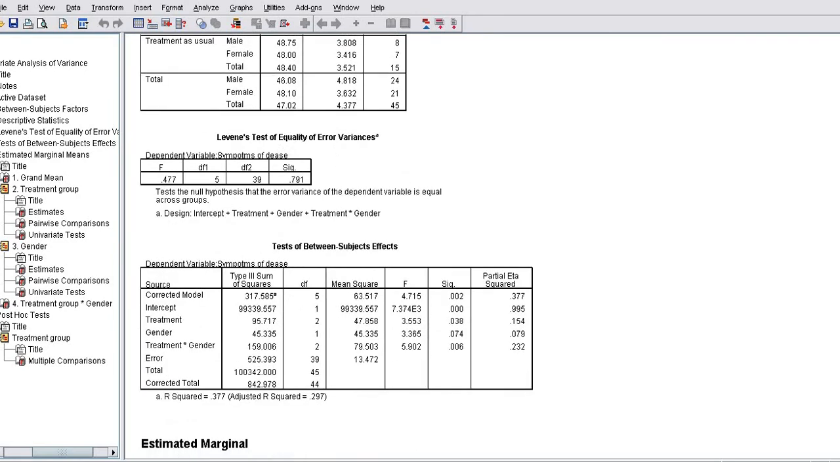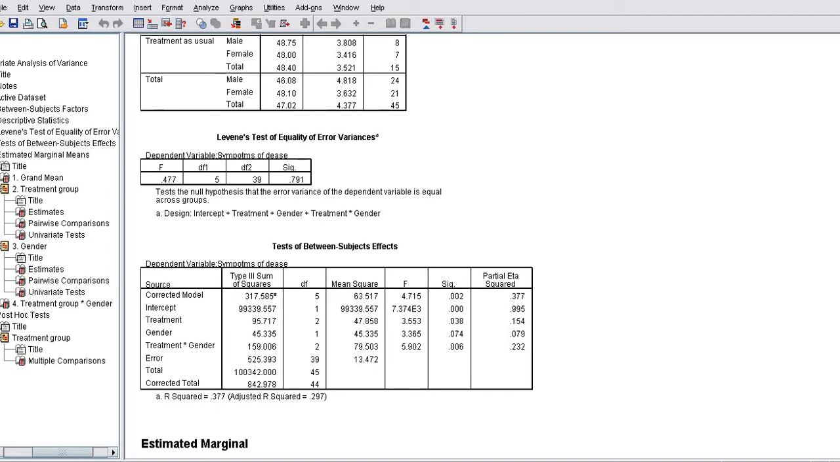From the ANOVA, it is clear that the treatment effect is significant on the symptoms of disease because it is less than 0.05, and gender is non-significant. The interaction of treatment and gender is also significant because it is less than 0.05.